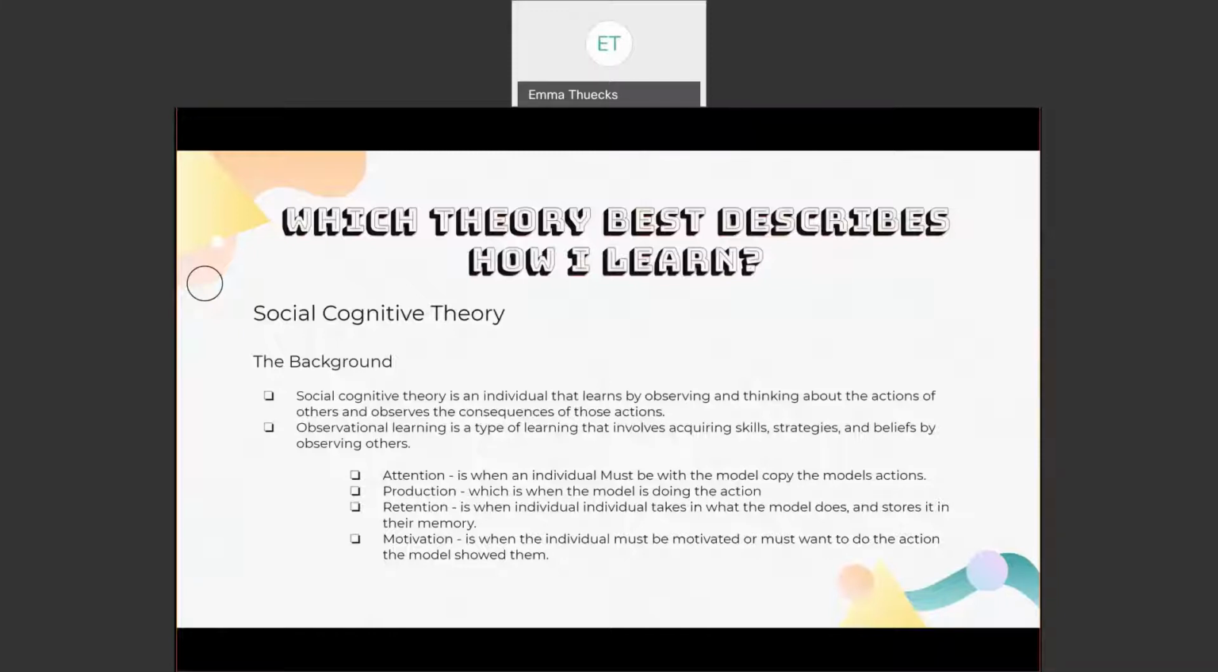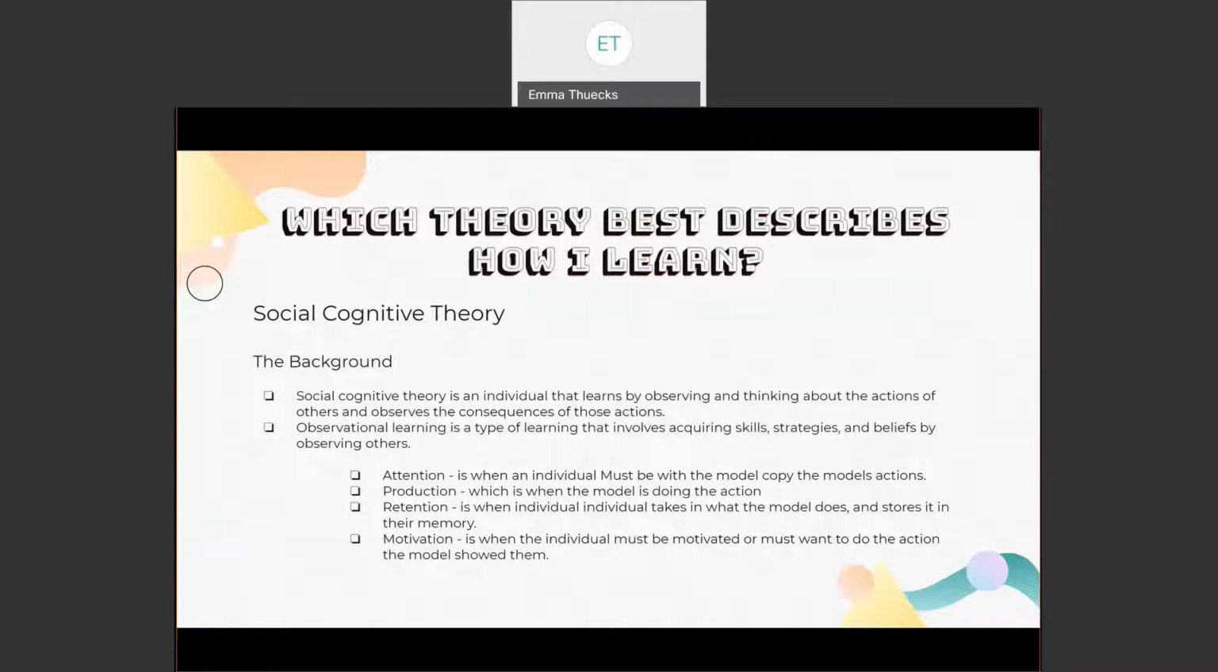According to our PowerPoint on social cognitive theory, an individual learns by observing and thinking about the actions of others and observes the consequences of those actions. Some examples of these mentors are family members, teachers, and peers. Some terms that are a part of this theory are observational learning.